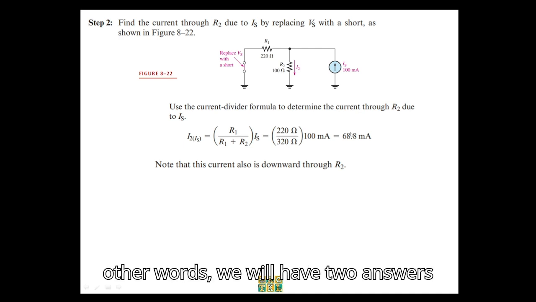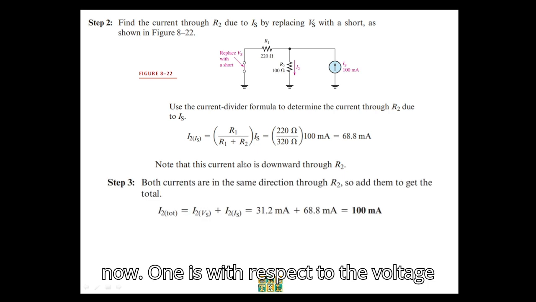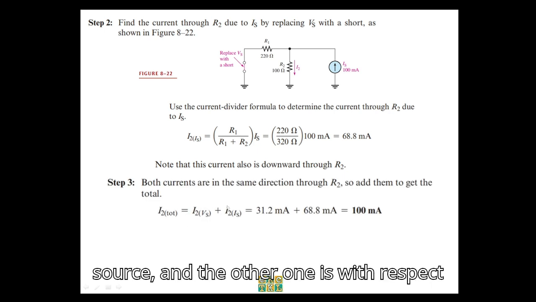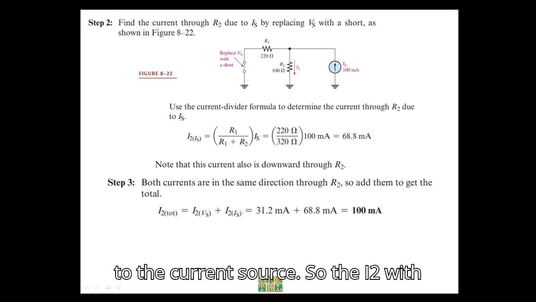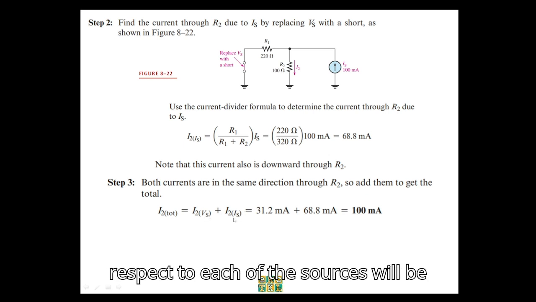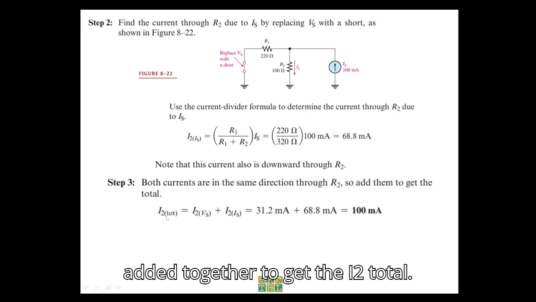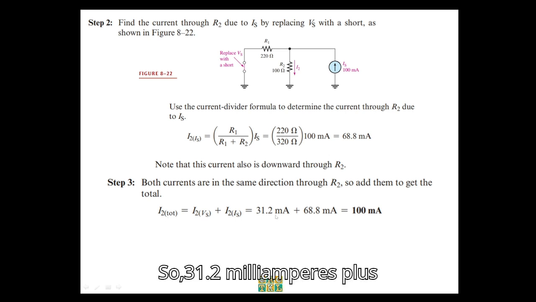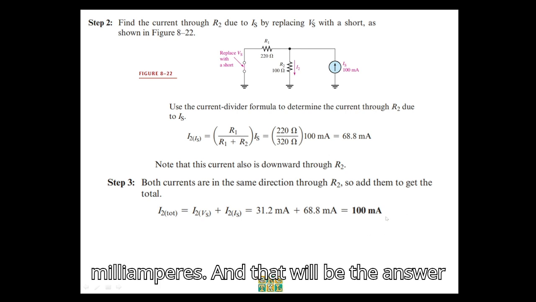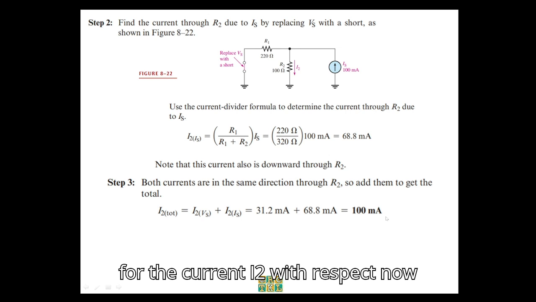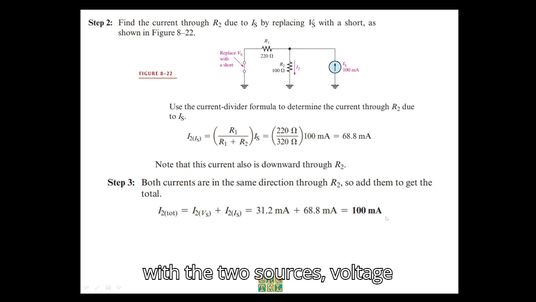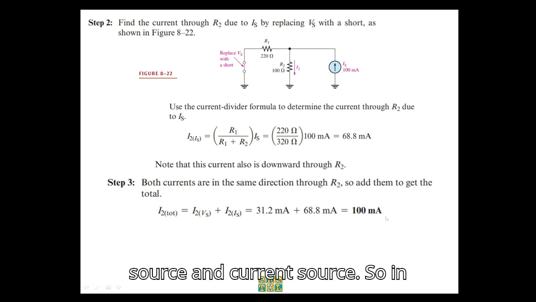In other words, we will have two answers now. One is with respect to the voltage source, and the other one is with respect to the current source. So the I2 with respect to each of the sources will be added together to get the I2 total. So 31.2 milliamperes plus 68.8 will give us 100 milliamperes. And that will be the answer for the current I2 with respect now to the two sources, voltage source and current source.